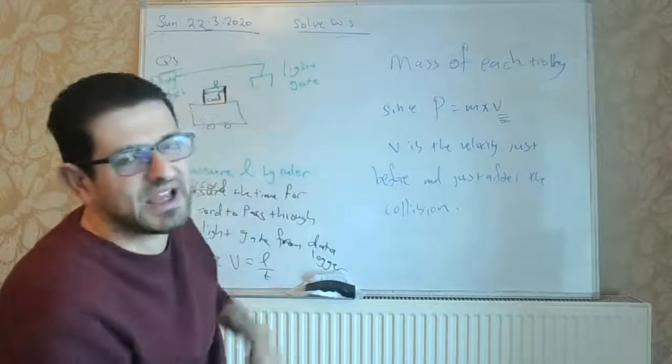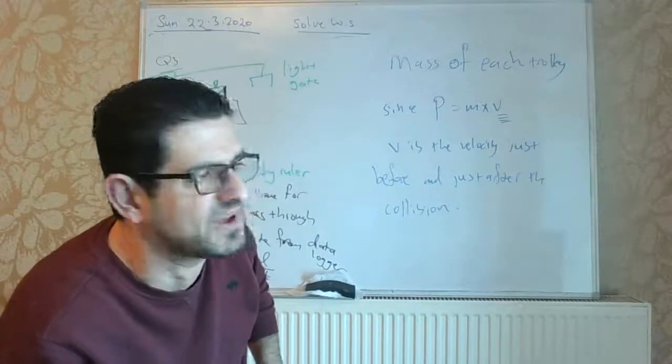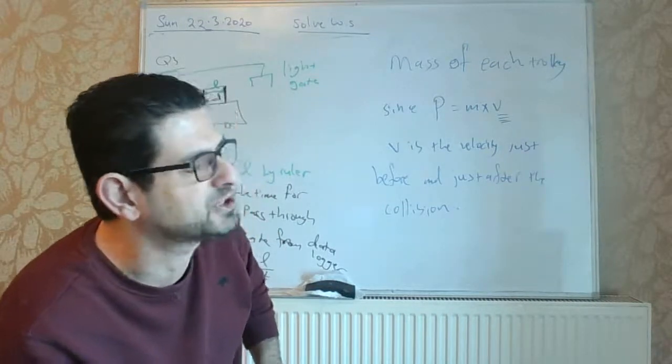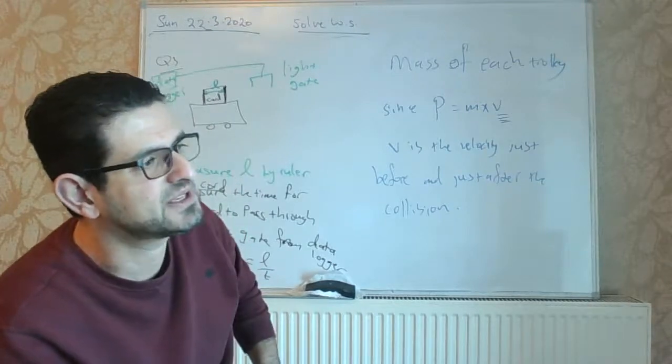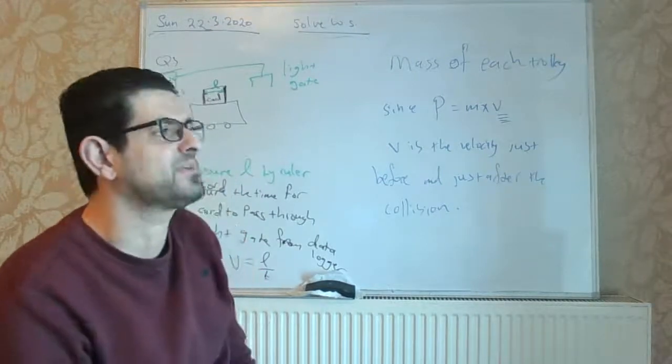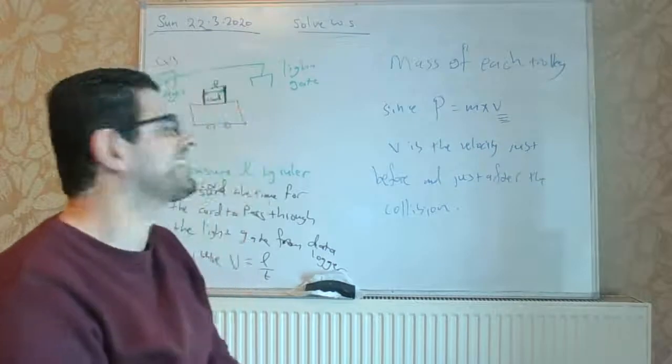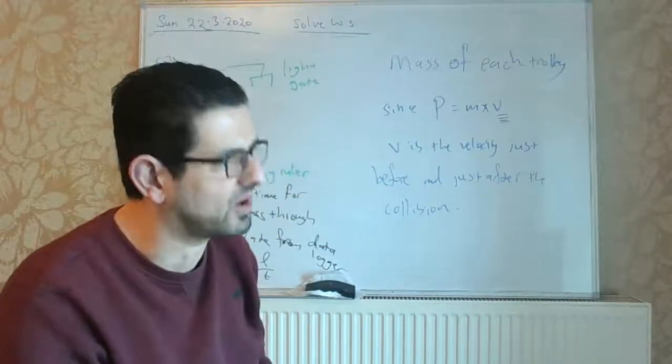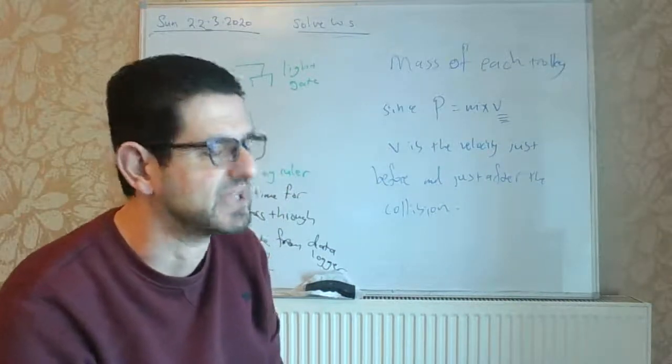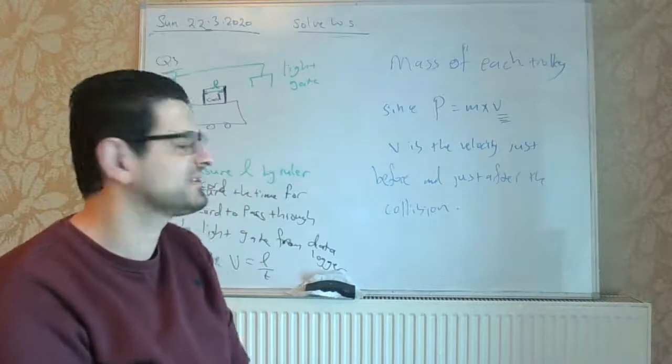So the position of the light gate will not be important. Wherever you want to put it, it's okay. But if the velocity is changing, it will be very hard to determine the position of the light gate, and we want one just before and another light gate just after the collision. Understand?